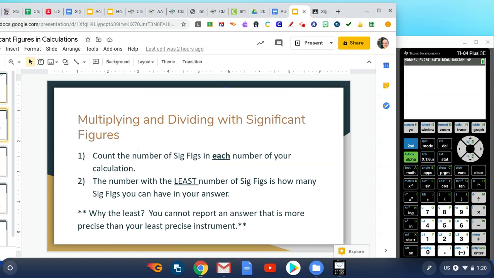First, we're going to talk about multiplying and dividing with significant figures. In order to do this, you need to count the number of significant figures in each number of your calculation. The number with the least number of significant figures is how many significant figures you can have in your answer. Why do we use the least? This is because you cannot report an answer that is more precise than your least precise measurement, therefore the one with the least significant figures. Now we're going to do some examples with multiplying and dividing with significant figures.